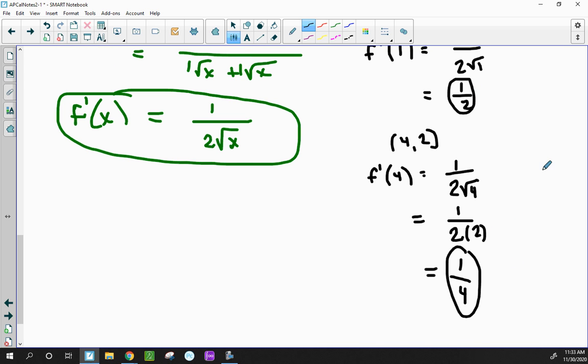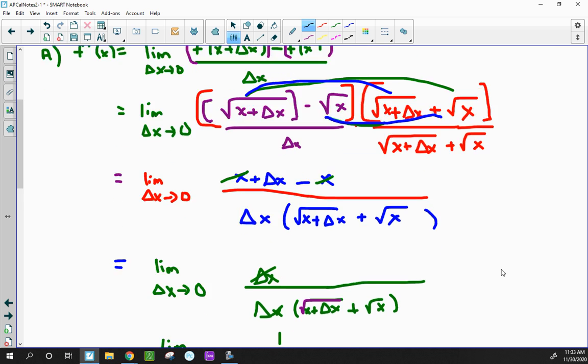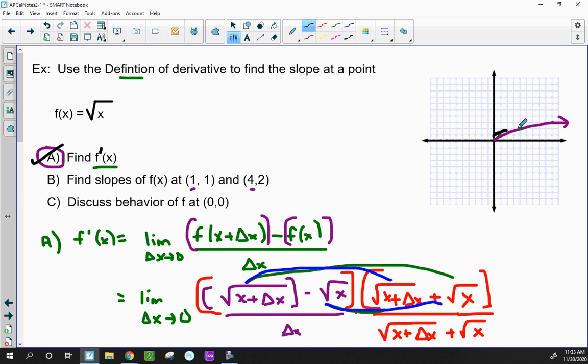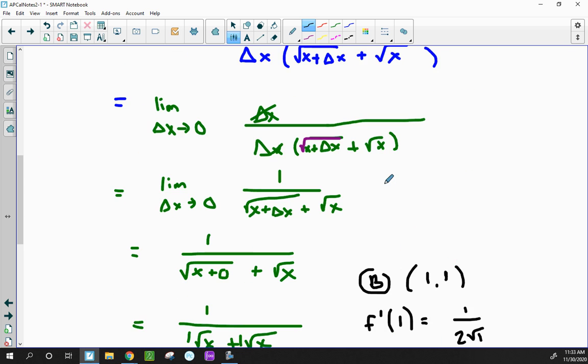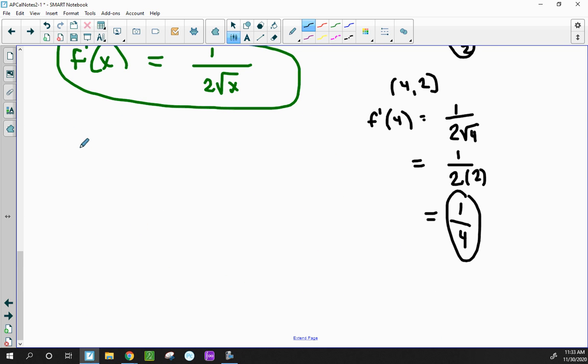1/2 and 1/4 obviously are different fractions, and so kind of leading back to my comment I made earlier, I knew these were going to be different answers, I just didn't know exactly what they were. So this slope is going to be 1/2 and this one's going to be 1/4. Okay, I've done part B. Part C, discuss behavior of f at 0, 0. Okay, so now basically they want me to say what's happening if we look at it on the graph at the origin? Well, part C would mean you go to your derivative, treat it just like B. Put 0 in place of x and see what happens.